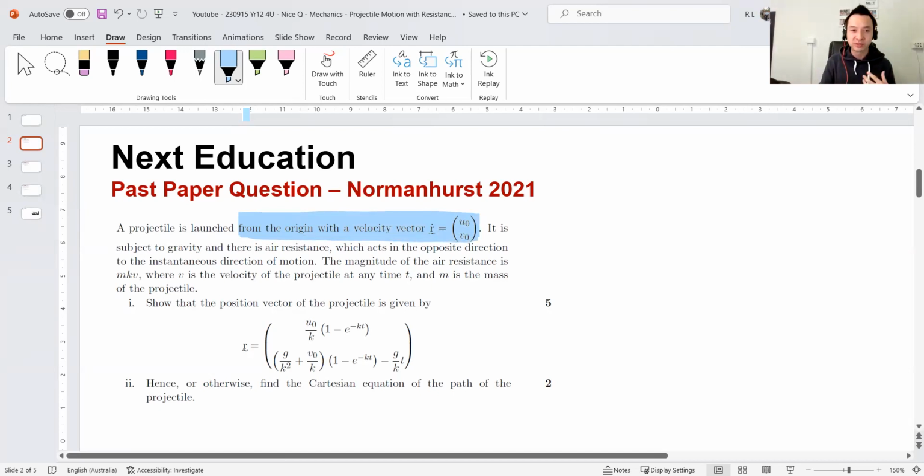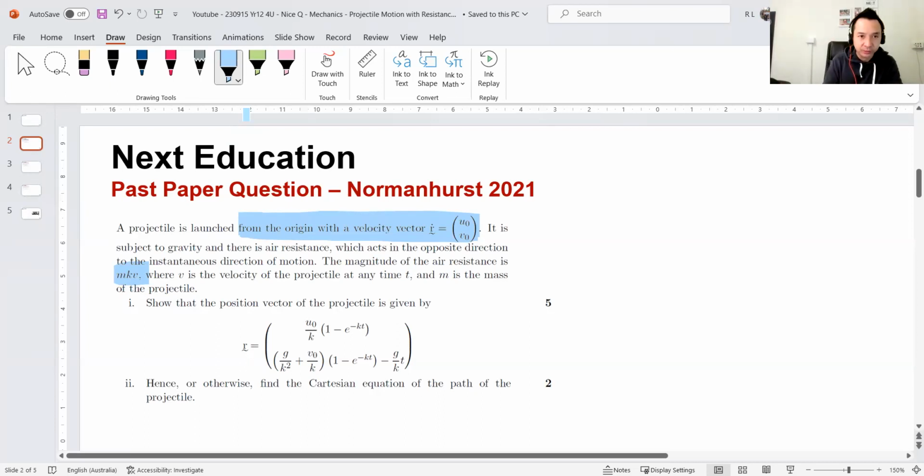As you're reading through this, just pick out the parts that are important. For example, subject to gravity and air resistance, right? So this is one of those projectile motions that falls short of a full parabola. It looks like a bit of an arc, a bit of drag, they call it. Now let's see what type of drag it is. The magnitude of the air resistance is mkV, right? So it's linear drag. So mkV is the resistance both on the horizontal and the vertical, right?